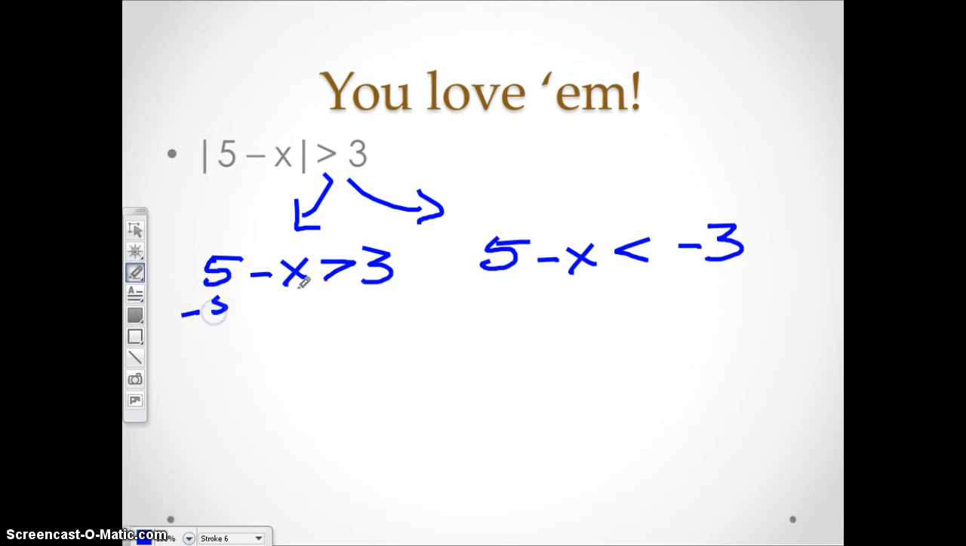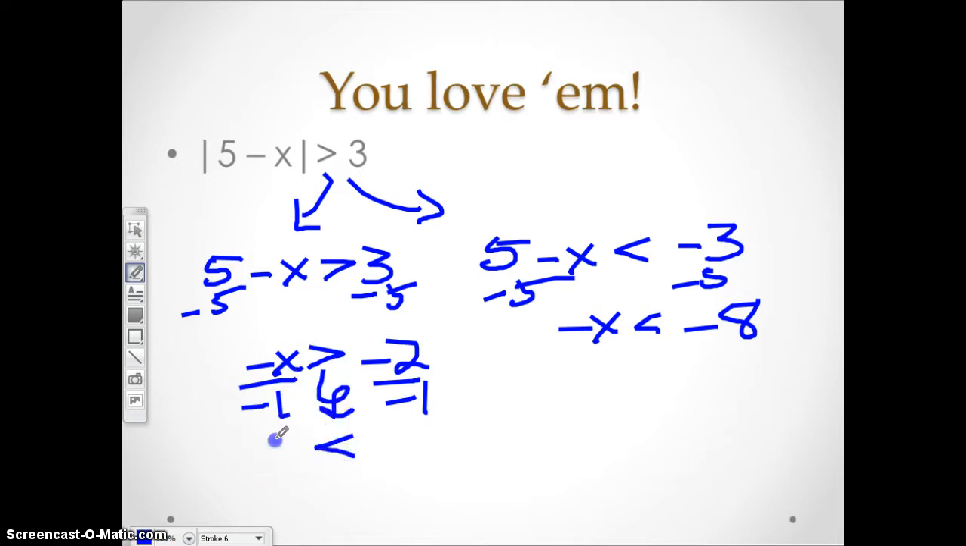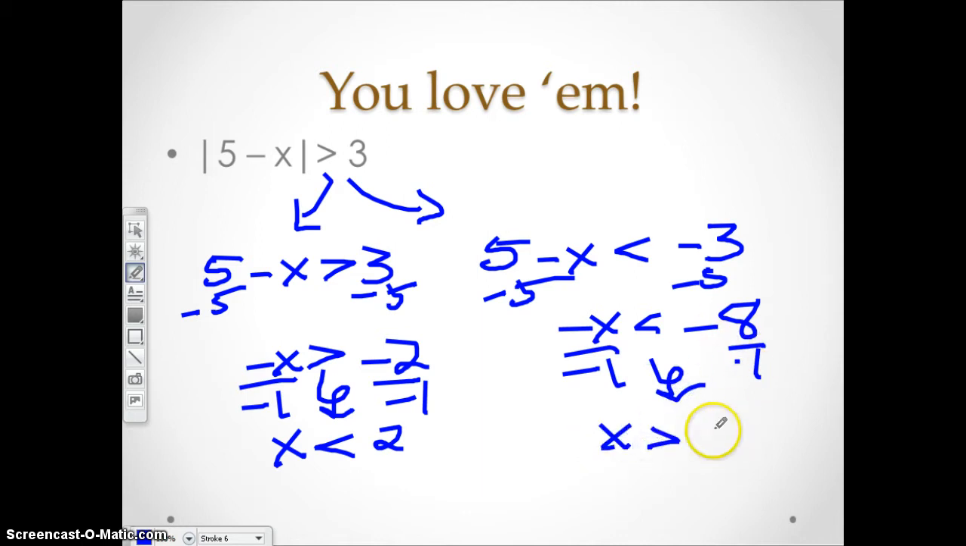We'll subtract 5 from both sides. We get negative x is greater than negative 2. Subtract 5 from both sides, and you get negative x is less than negative 8. Divide by negative 1. Whenever you divide by a negative, you have to swap the sign. So negative 2 divided by negative 1 is positive 2. Same here. If we divide by a negative, we have to swap the sign, the operator. Negative 8 divided by negative 1 is positive 8.